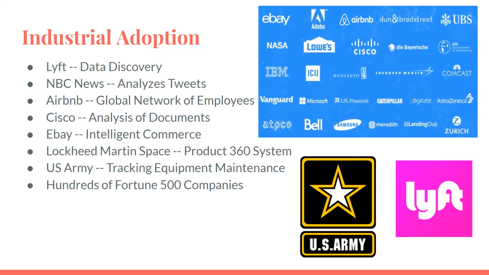And as previously said, the U.S. Army uses Neo4j to keep the Army running by tracking equipment maintenance. And you can see many, many more industrial adoptions, or you can see some more specific examples in depth on Neo4j's website under the Solution tab when you click on Customers.